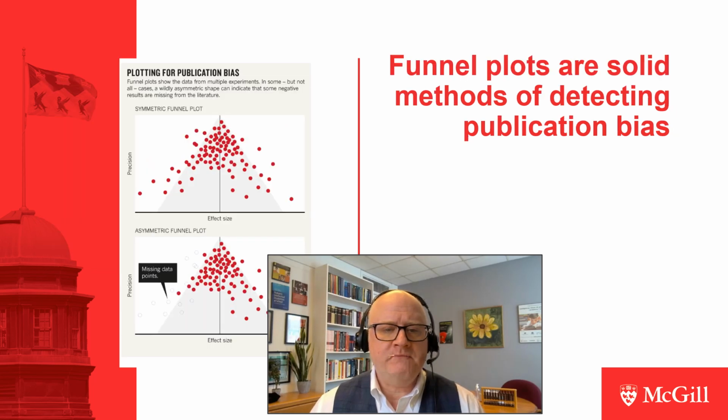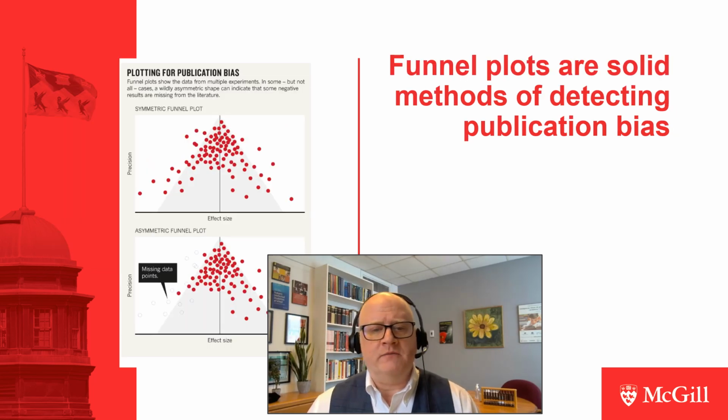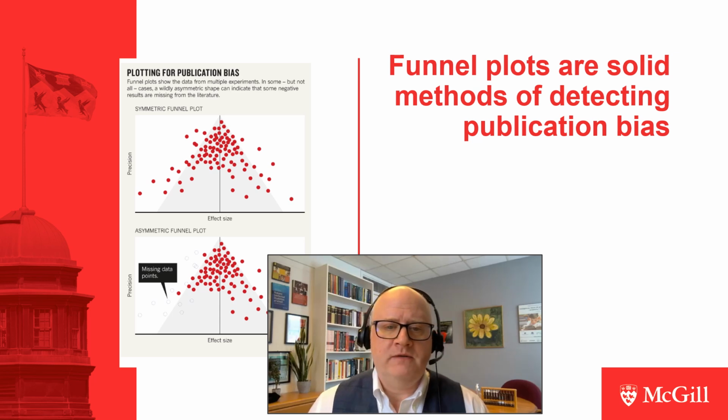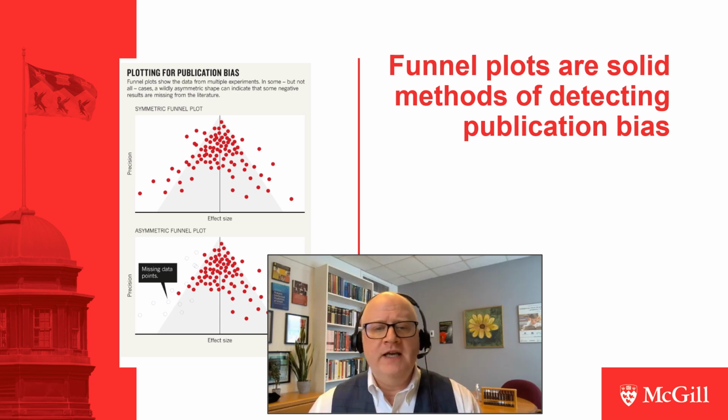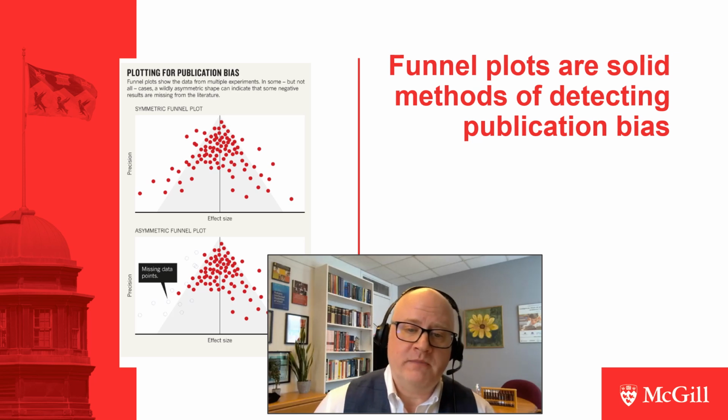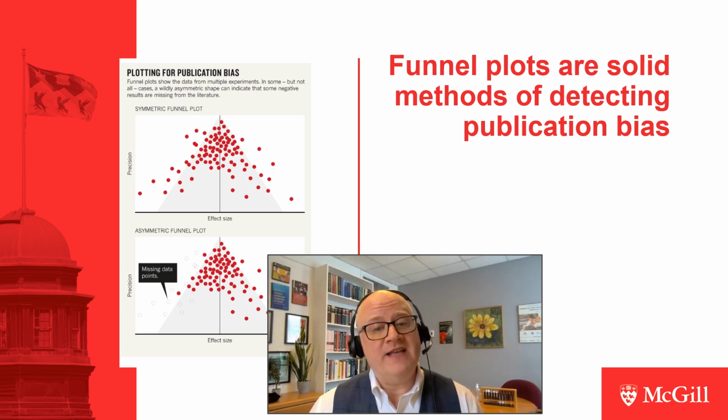As you can see in these two examples here, although my picture seems to have covered one of them, if you look at the top of the funnel plots, it's fairly symmetric. Everything's pretty symmetric around that center point. That's evidence of no particular publication bias. But if you look at the bottom one, it's asymmetrical. That's a sign you have publication bias.